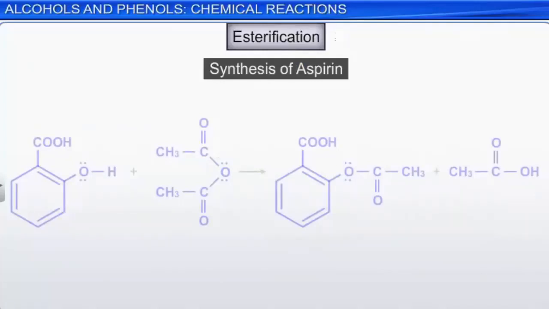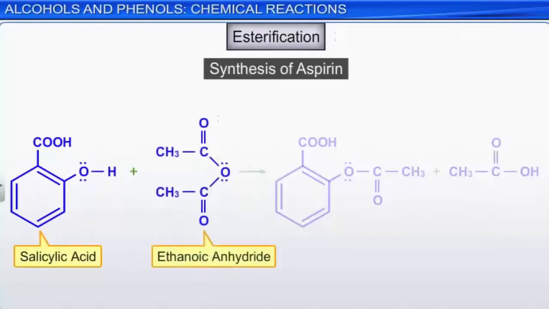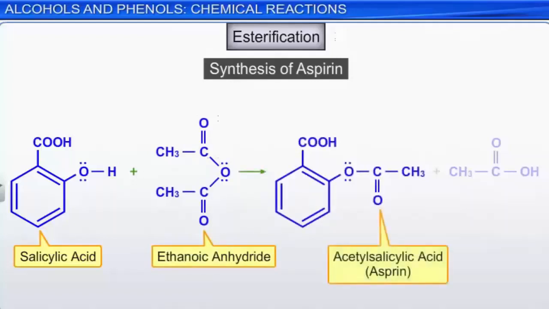Acetylation is the introduction of an acetyl group into alcohols and phenols. When salicylic acid, a carboxylic acid, is mixed with ethanoic anhydride, a carboxylic acid anhydride, acetyl salicylic acid, or aspirin, is the primary product. Acetic acid or ethanoic acid is also formed.